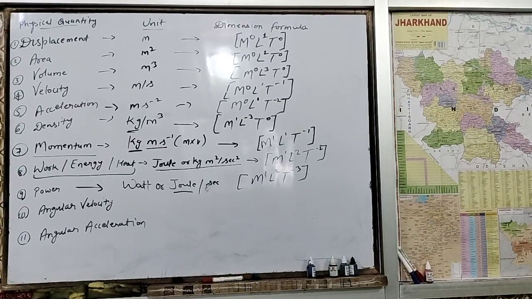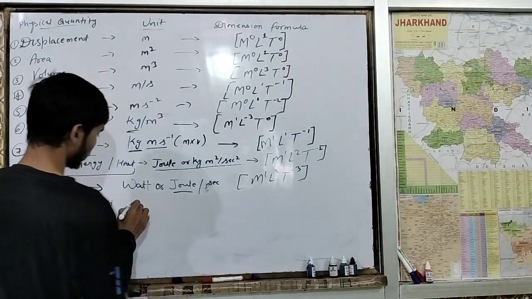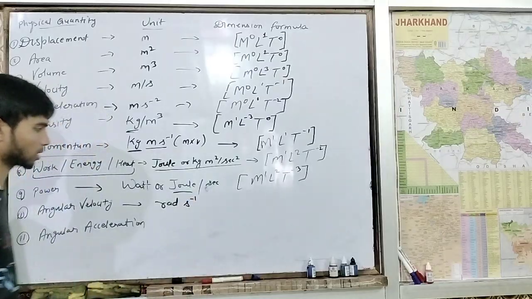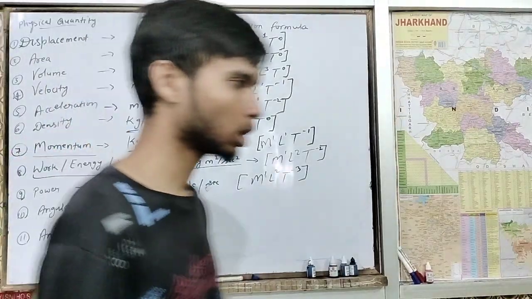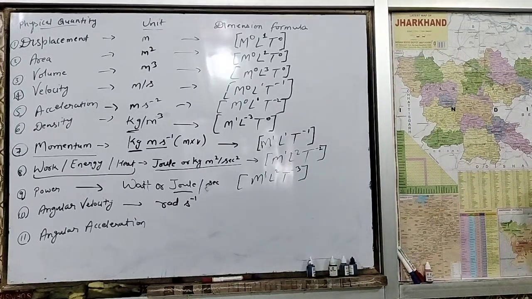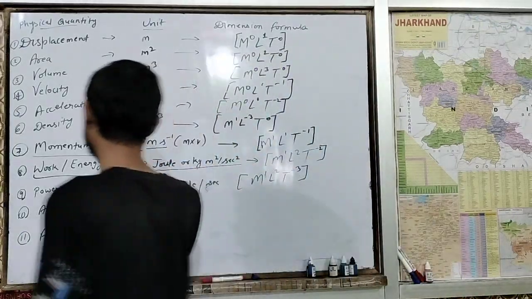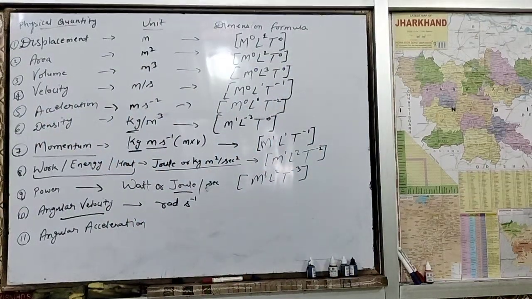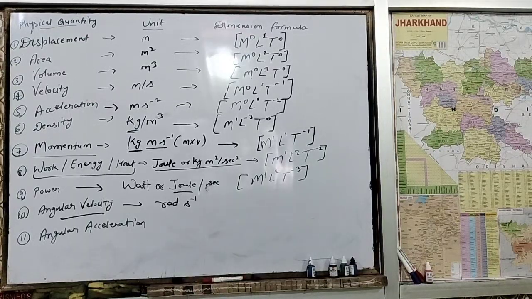For angular velocity, the unit is radian per second. What are you observing? The unit for this angular velocity is radian per second. Otherwise you can say radian s raised to power minus 1. Both are the same.